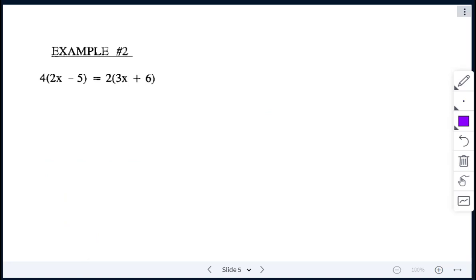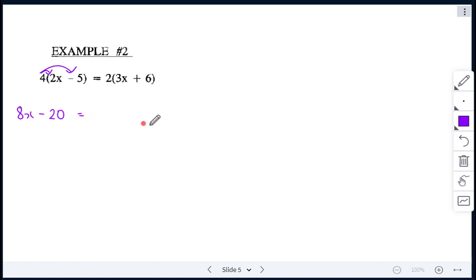In this example, we have 2 sets of brackets, but the procedure is very similar. We have a number in front of the first bracket, so this will multiply everything inside. Note here, the minus sign does mean it's a negative 5. So let's multiply that out first on our left-hand side. 4 times 2x gives me 8x, and then 4 times -5 is -20.